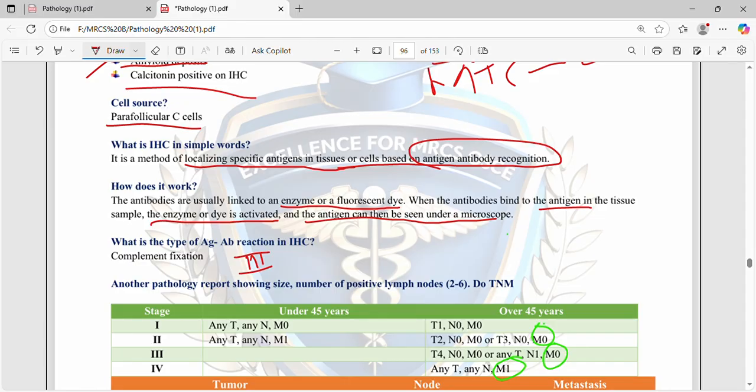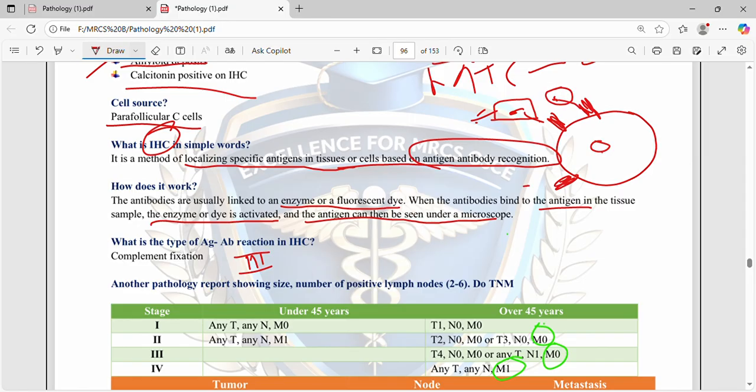So what happens? Let's suppose this is a cell, a tumor cell. This is the nucleus. There are antigens or markers on the cell. In IHC we have markers which connect with these, and these are linked to enzymes or fluorescent dye. So they connect with it, and this can then be seen under the microscope. They are then activated.